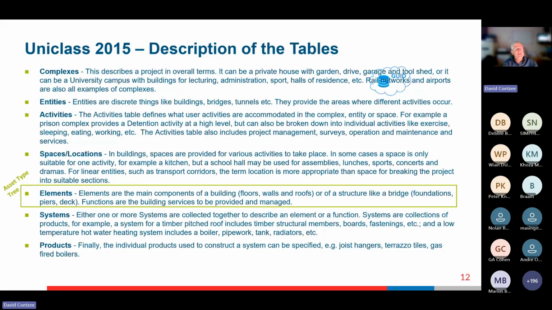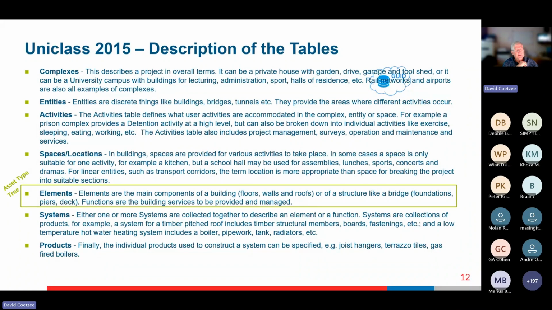And then, what are these different things within Uniclass? Bear in mind that Uniclass gives you a list of what all the options are, so you don't have to work it out yourself. All of that is already built into most of your BIM authoring tools. Complexes describes a project in overall terms. The entities are things like buildings, bridges, and tunnels; then activities, and spaces and locations, which is particularly important in buildings. The one I'm most interested in as an asset manager, which is why I've highlighted this, is the elements: walls, floors, roof, foundations, piers, decks. I want to know what all of these are because I need to manage those on a day-to-day basis during the O&M phase.